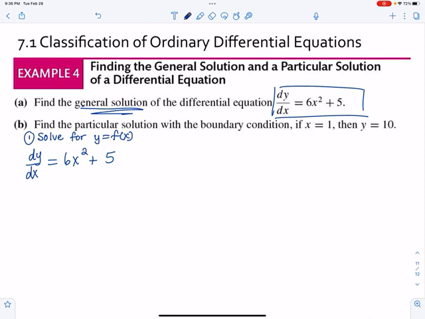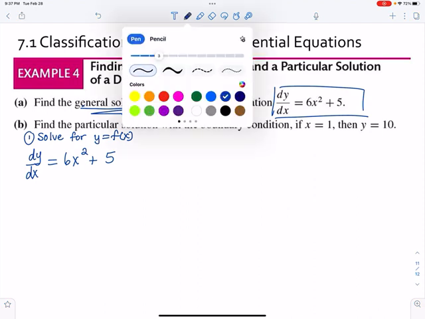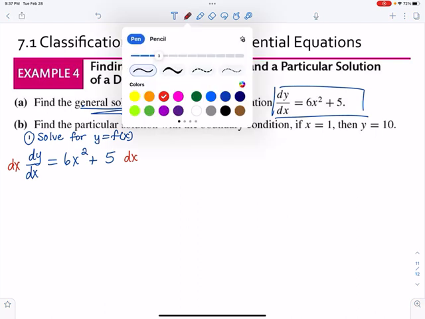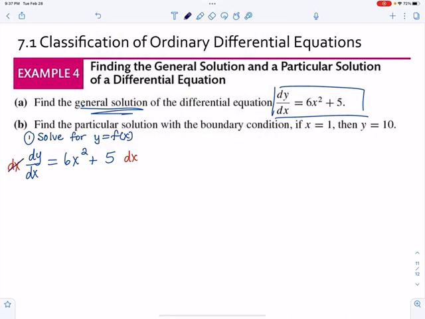We're going back to the original equation. To do that, I am going to separate the differentials. I'm going to put dx on both sides, and when we get into section 7.2, we'll do this even more so. I'm going to put a dy here. That's going to equal 6x squared plus 5, and then dx at the end.